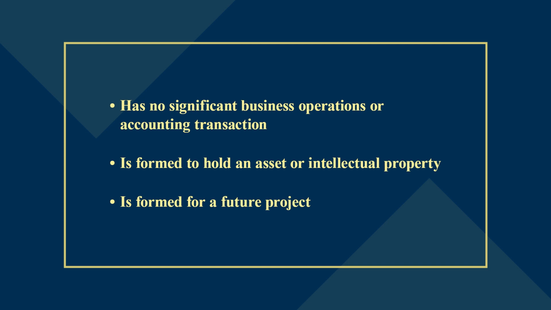On the other hand, if a company has not filed its annual returns for 2 consecutive years, then such a company will also be called a dormant company. The Act specifies that a dormant company is one that has no significant business operations or accounting transaction, is formed to hold an asset or intellectual property, or is formed for a future project.